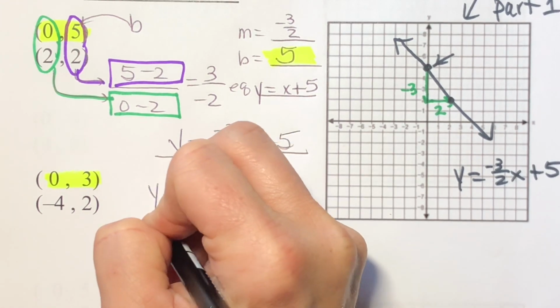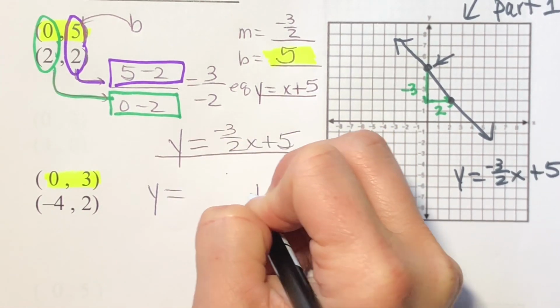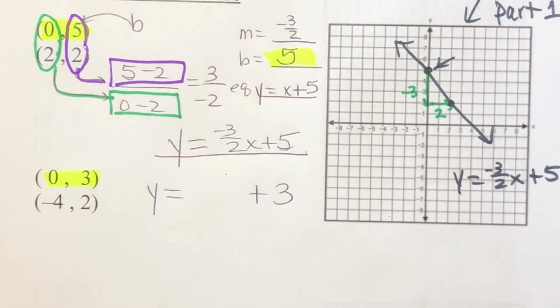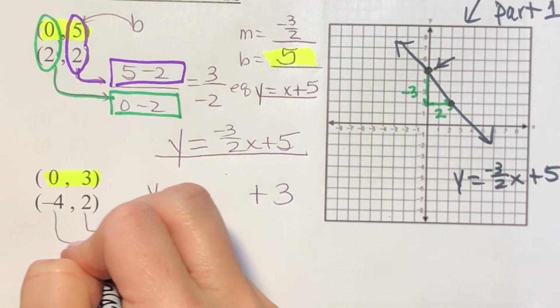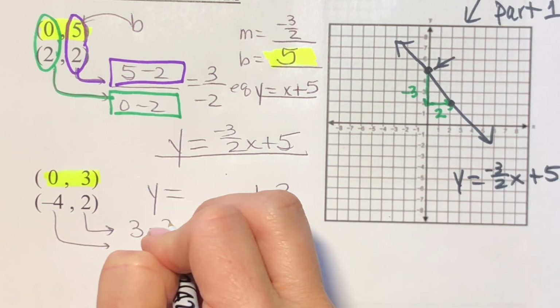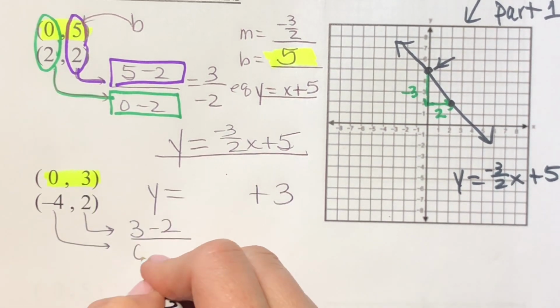So I'm gonna have y equals something x plus 3. I need to figure out what that something is and then I will be done. Let's do stack and subtract. 3 minus 2 over 0.